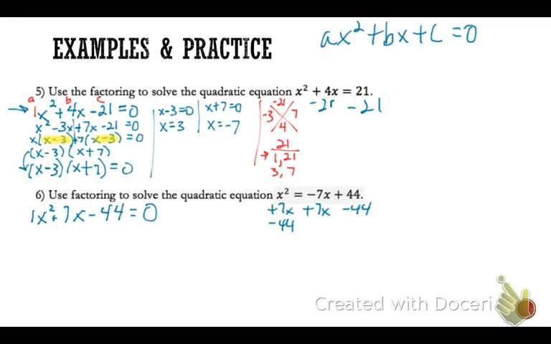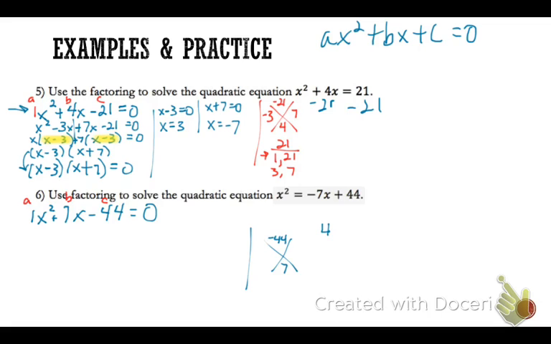Alright, no greatest common factor. So we're going to look for quadratic factoring. There's our A, B, and C. So I'm looking for two numbers that, here's my workspace, multiply to give me negative 44 and combine to give me positive 7.